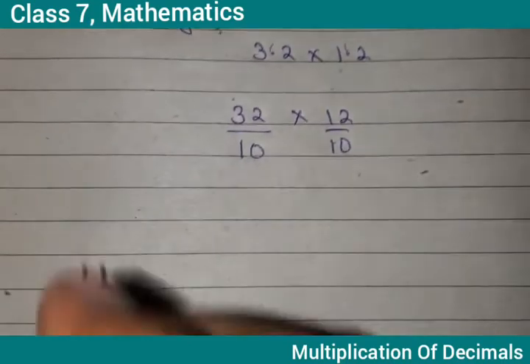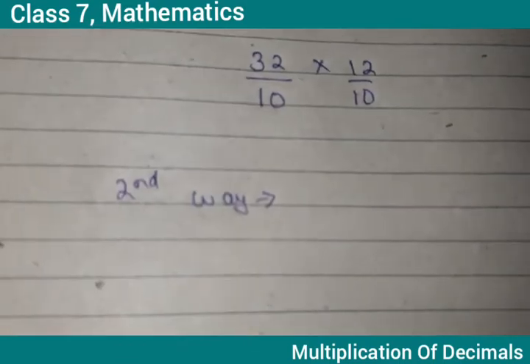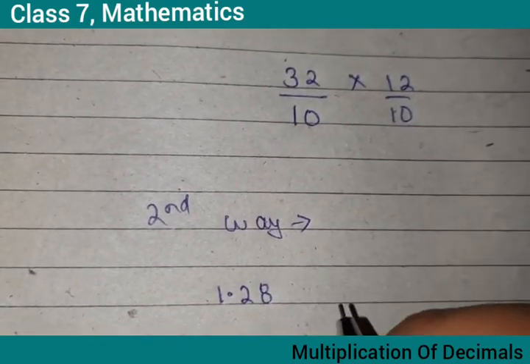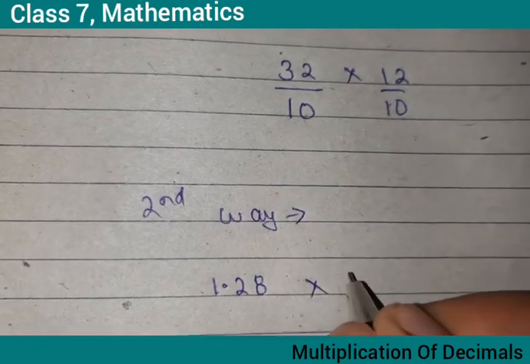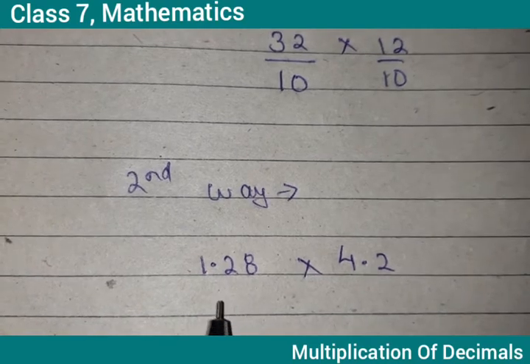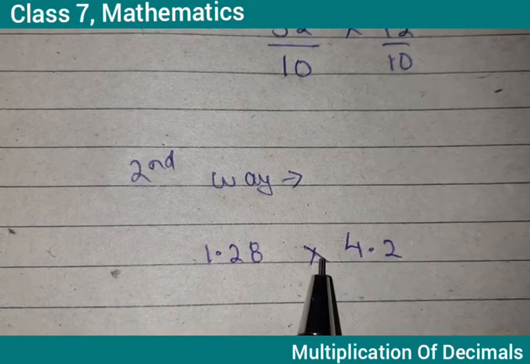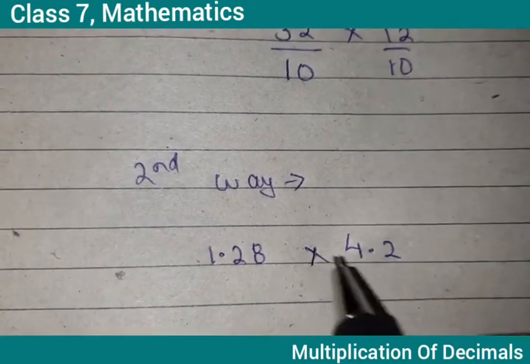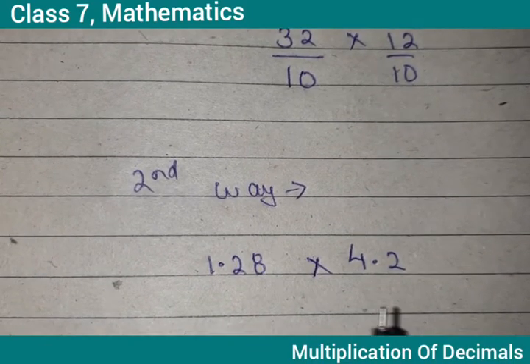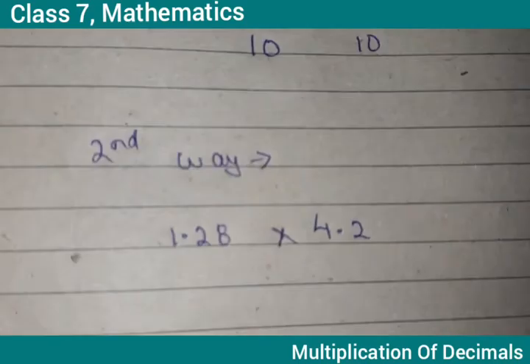Now let's see the second method. Let's take an example. A question is given 1.28 into 4.2. Now we need to multiply this. So see class, whenever you see any number in decimal and you need to multiply it, for an instance forget that decimal is there. Matlab, for some seconds forget that it is a decimal number, think it is only a normal integer.